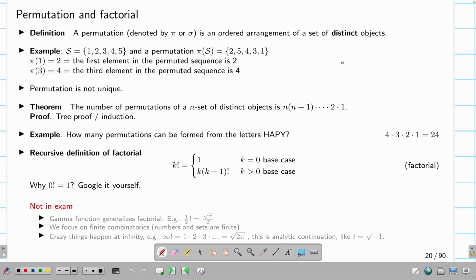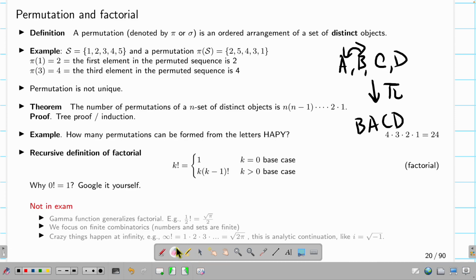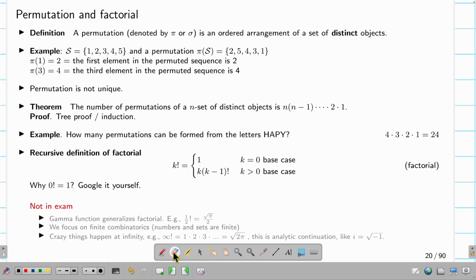First, permutation. Suppose I have A, B, C, D. I have four things. A permutation is denoted as pi. For example, I have B, A, C, D. In this case, I swap these two guys, so this is a permutation, and usually people denote it as pi. In this course, this is not very important. So I just let you know, permutation people denote as pi. But for us, it is not important.